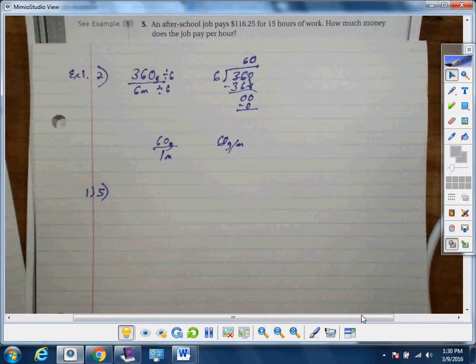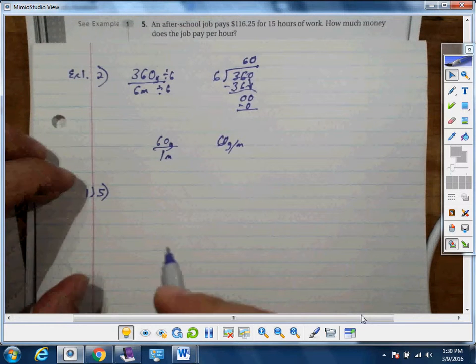Justin, would you read number 5 for me, please? Okay. So, what number's going to go on top? What number's going to go on bottom? Carson, what number goes on top? Right. Why? And we want to find out in 1 hour. So we put the number we want to reduce to 1 on the bottom. Awesome. Well done. Well said.